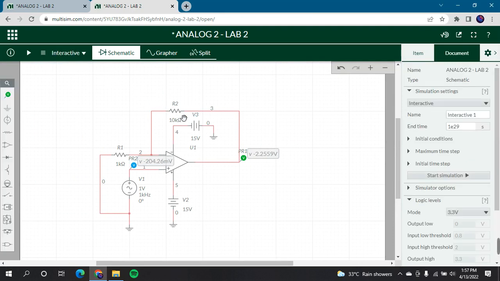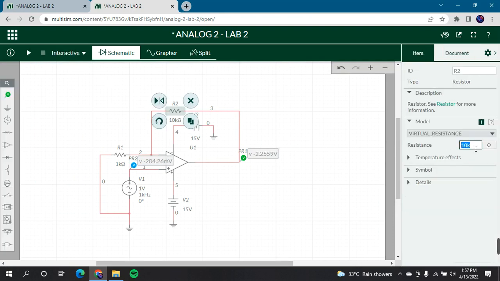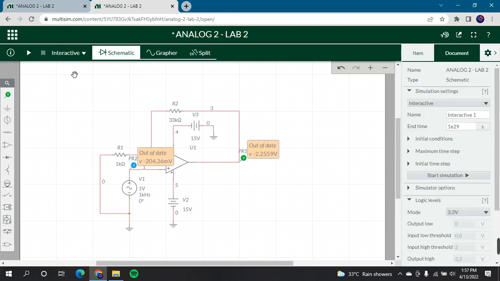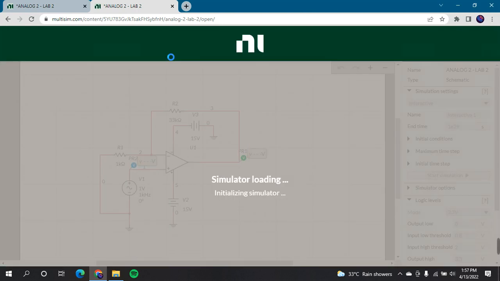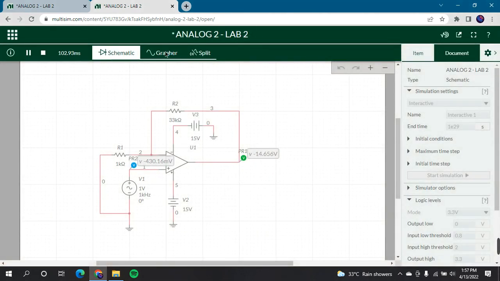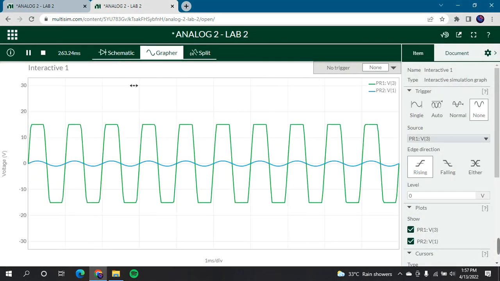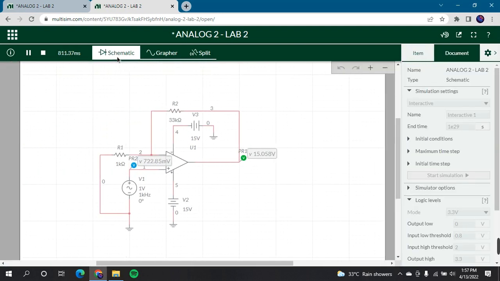And now the last one is 33K. And the output here goes to the maximum value, that is 15 volt, because just like the inverting one, the supply for the non-inverting circuit is 15 volt. That is the maximum and the minimum.